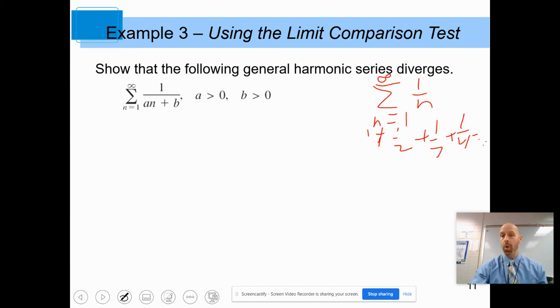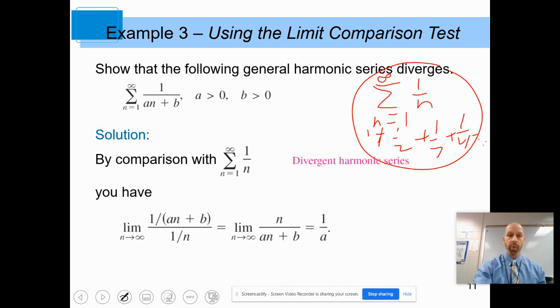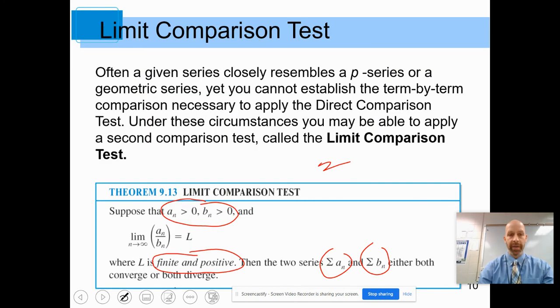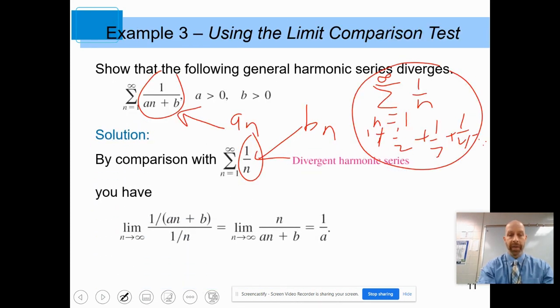Now, we can't use the direct comparison test here. So we're going to do a limit comparison test, comparing this to this using quotient and limits. I'm going to let this be our a sub n, and then 1 over n is going to be our b sub n. Going back to my previous slide, I've got a sub n over b sub n, so we've got our a sub n on the top and our b sub n in the denominator.